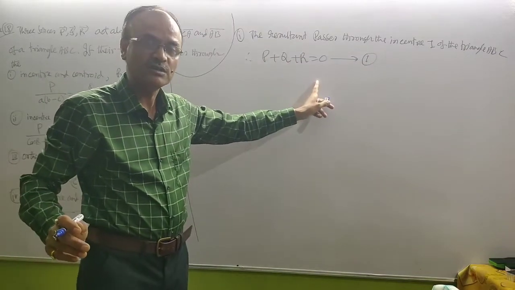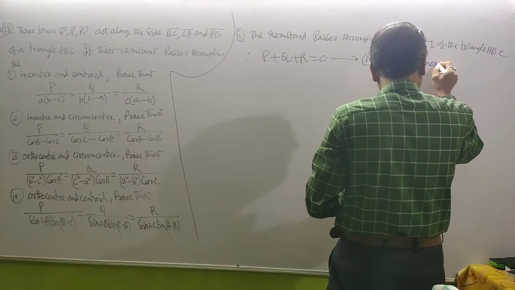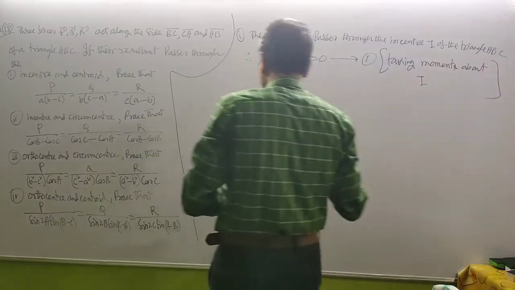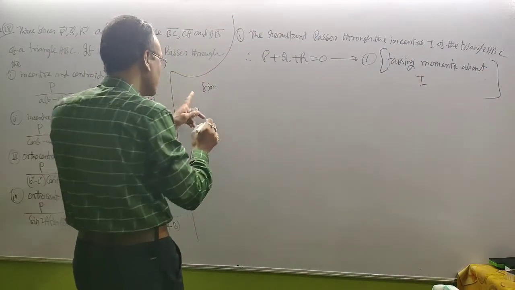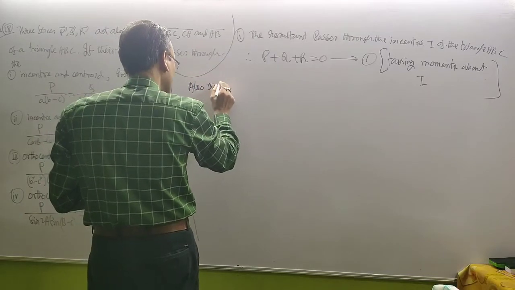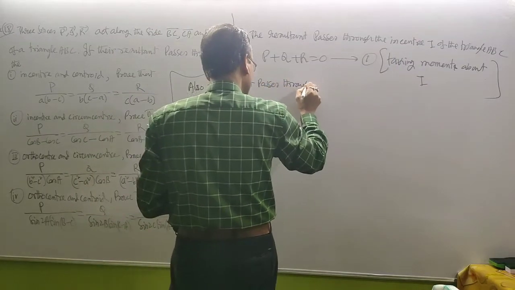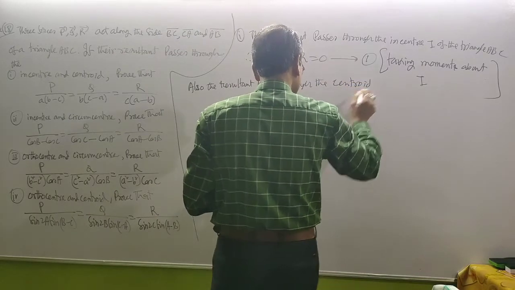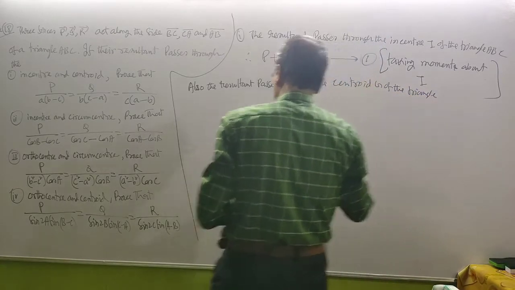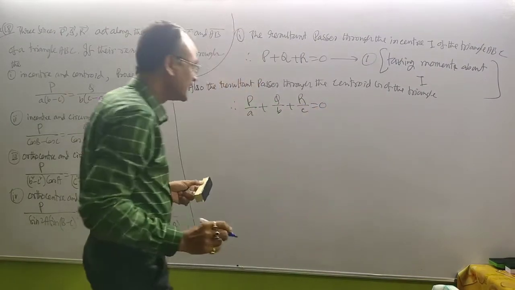Taking moments of the forces about the incenter, you may write taking moments about I, and applying Varignon's theorem. Since the resultant also passes through the centroid G of the triangle, therefore, just as before, P by A plus Q by B plus R by C equal to 0. Suppose this is number 2.